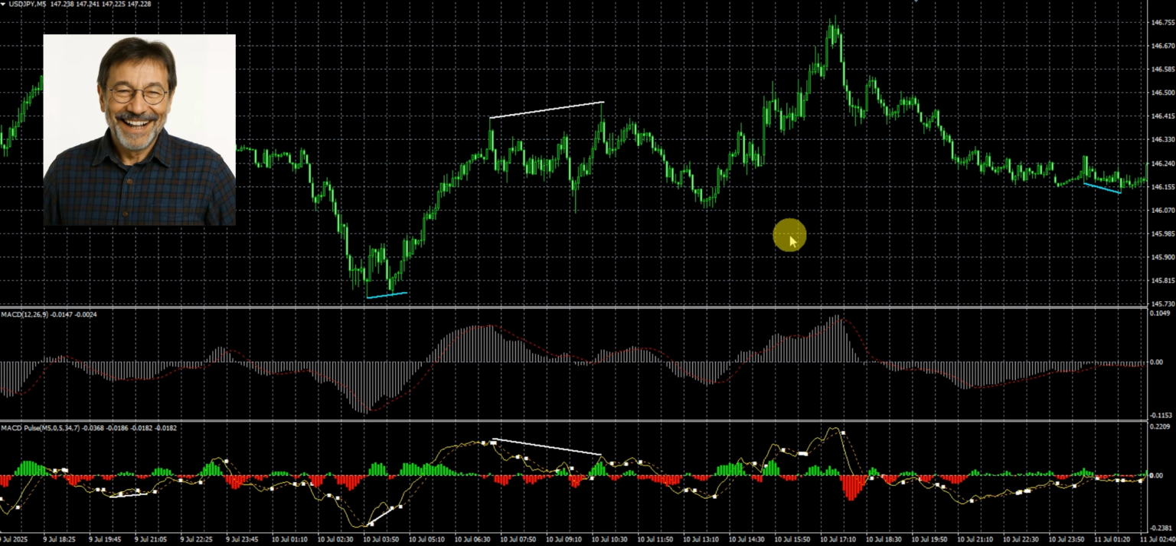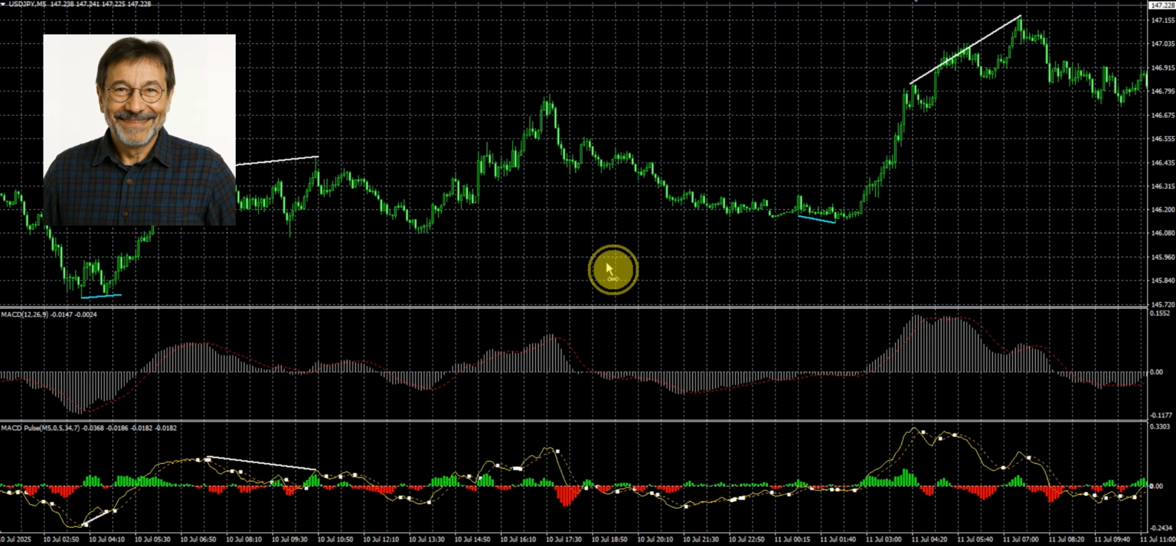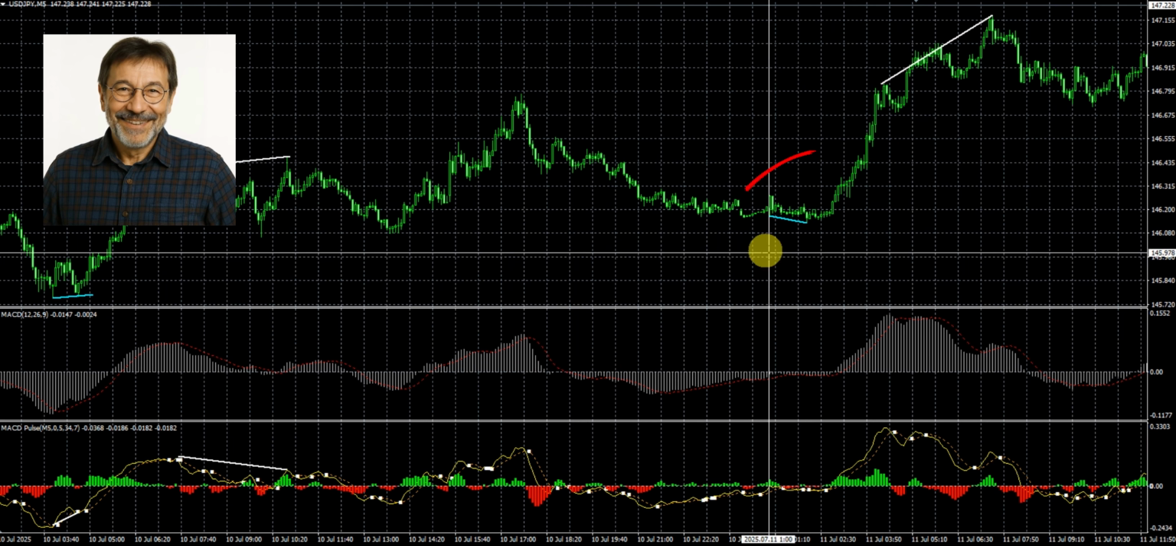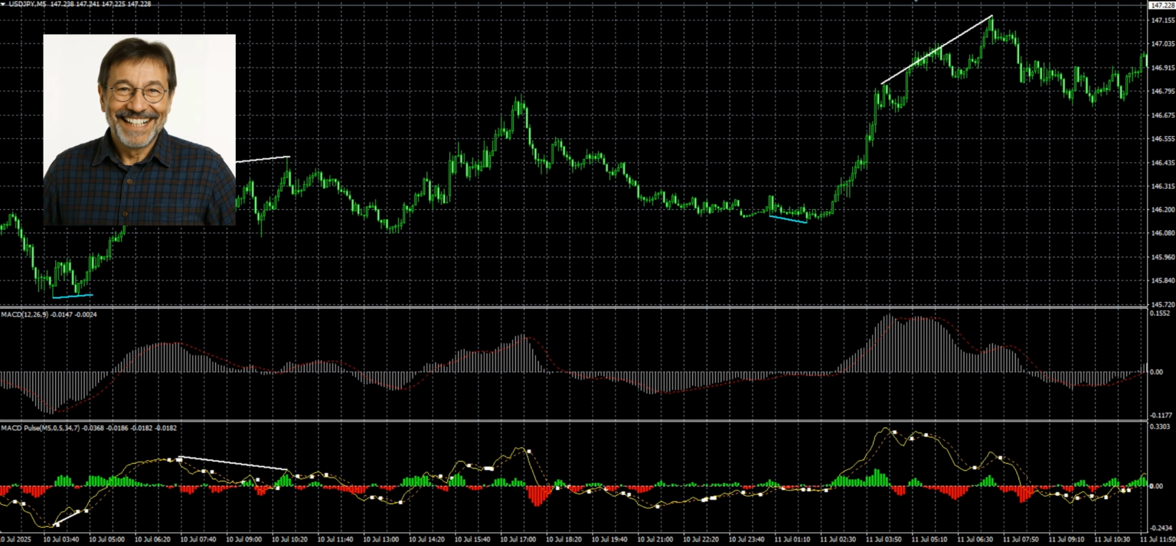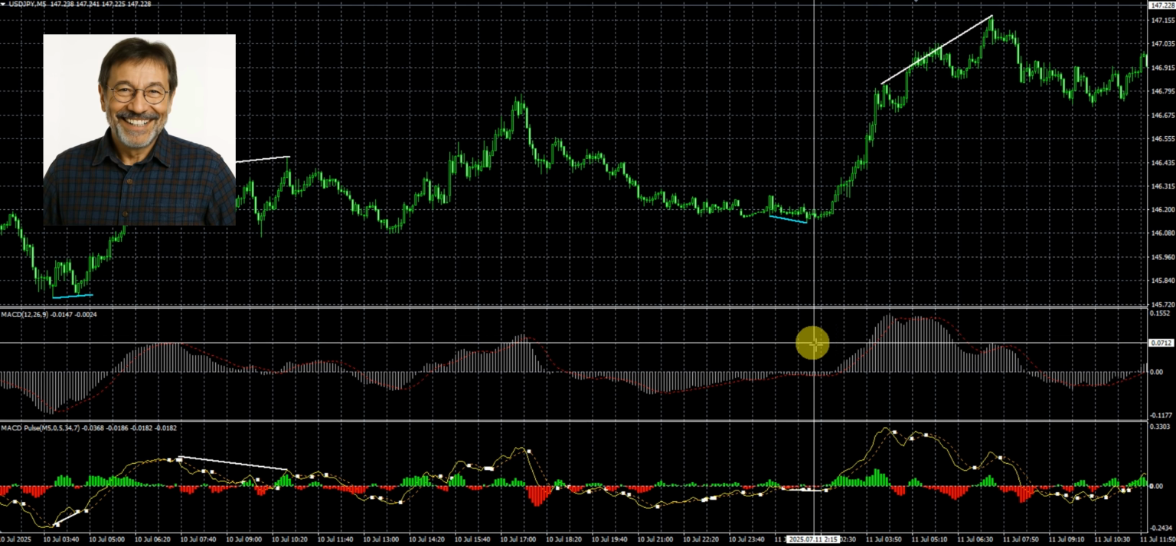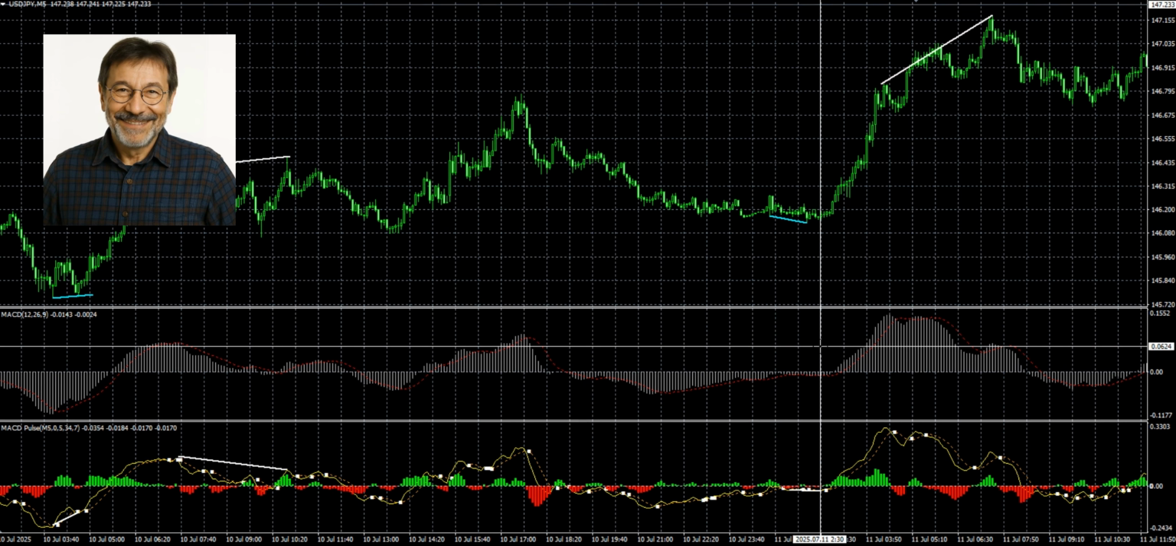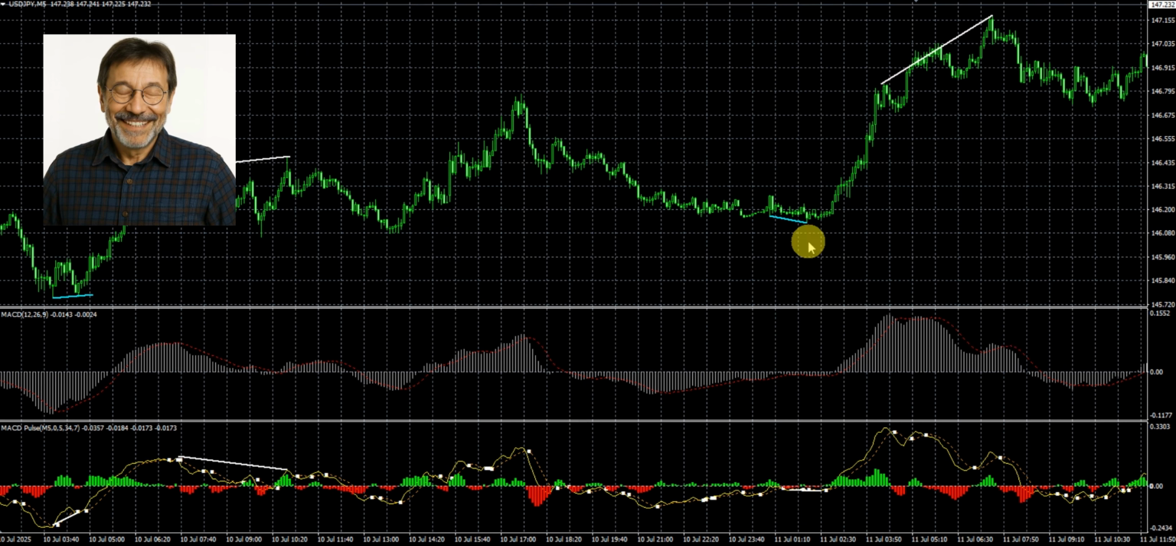Example 4. Hidden bullish divergence. Price falls and creates a new low, but MACD stays level or even slightly higher. This says sellers aren't really in control anymore. Despite the price drop, the market is ready to turn up. These signals help you spot reversals early and enter before the crowd.